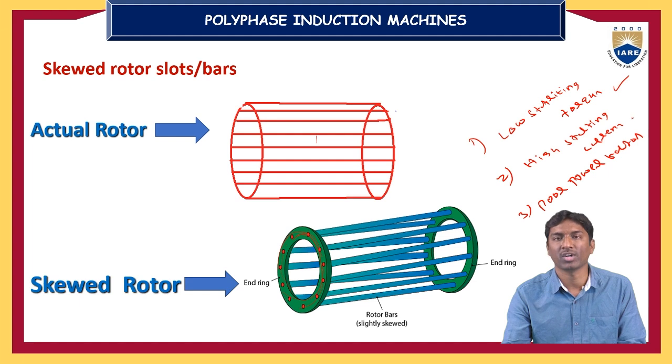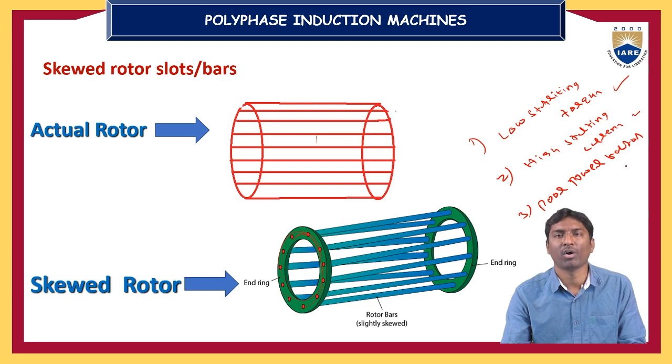Why am I getting the high starting current in case of the squirrel cage rotor? Because the squirrel cage rotor has low impedance at the starting. That's why I am getting high starting current. So this is the drawback. And another drawback is poor power factor. Due to the squirrel cage rotor construction, I am getting the poor power factor in the induction machine.